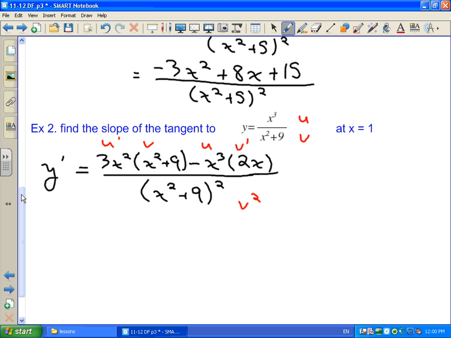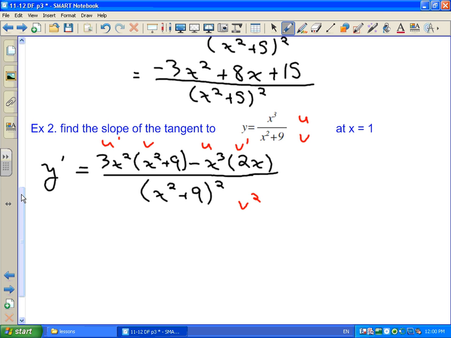So what should we do next here? Next, we could expand and simplify, or we could plug in 1. Is it better to expand and simplify, or is it going to simplify a lot more if we plug in our x equals 1 here? Yeah, let's plug it in.